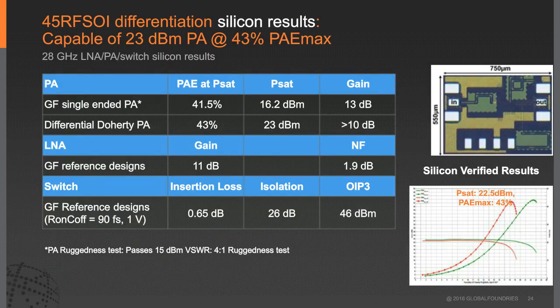Now let's look at some of these results. This is the summary of the results, and these are all silicon-based results. For the single-ended power amplifier, with a PSAT of 16 dBm, we are able to get power added efficiency of 41.5% at PSAT, and we have passed ruggedness testing with 15 dBm and a VSWR of 4 to 1. For the differential Doherty power amplifier, we have been able to achieve 23 dBm PSAT at a PAE of 43%.